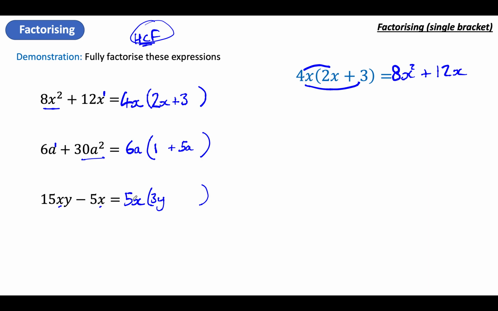Now, I've got 5x, but I need negative 5x. So I need one of this, but it needs to be negative. So I times it by negative 1. 5 lots of minus 1 is minus 5x.